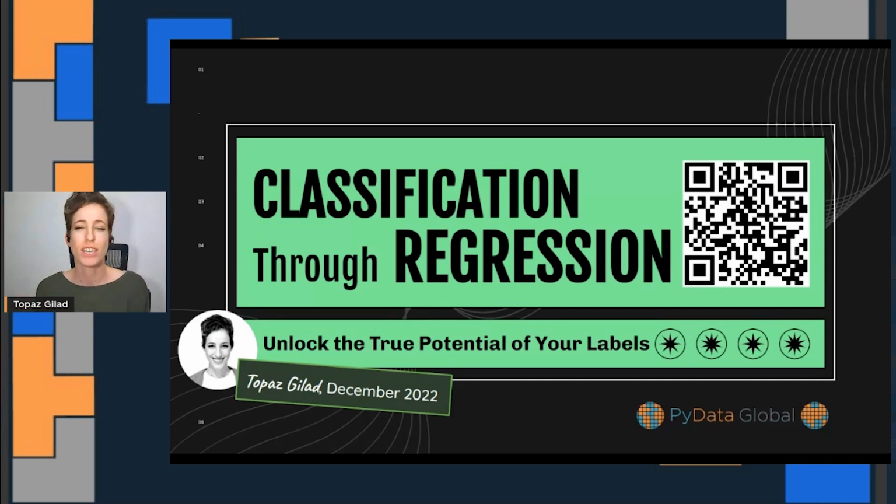So today we will see how acknowledging the interrelations of our target labels can boost the knowledge in our training phase, a better model of the world, and improve robustness.